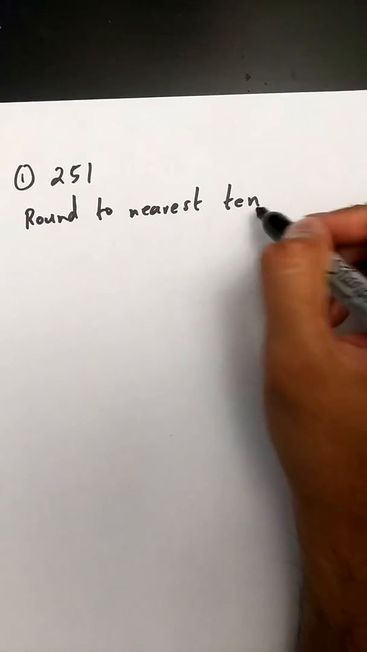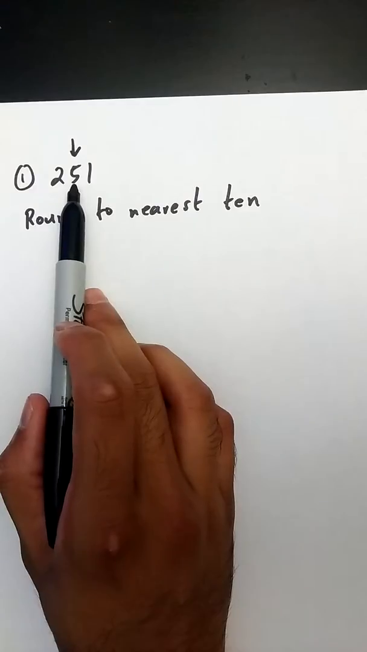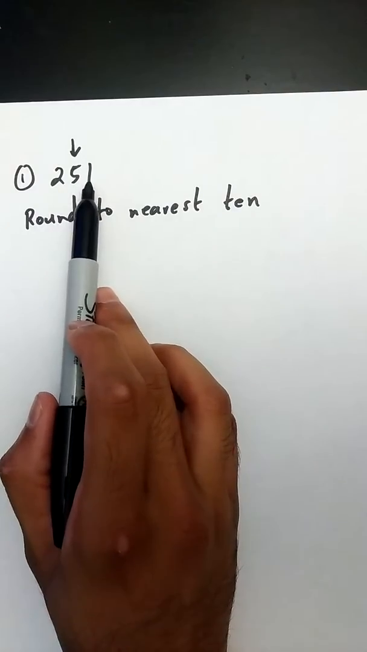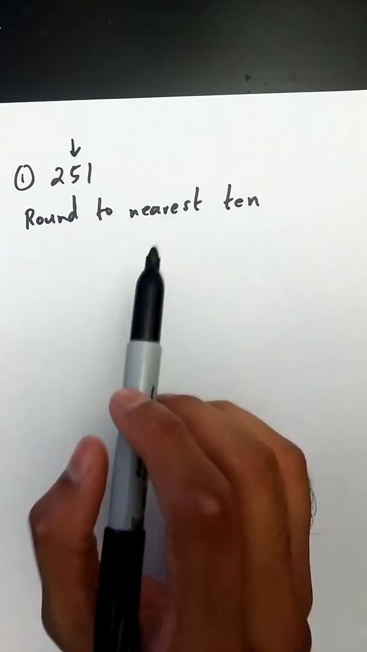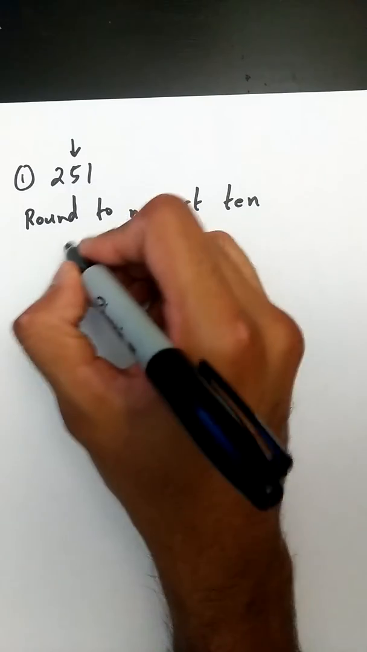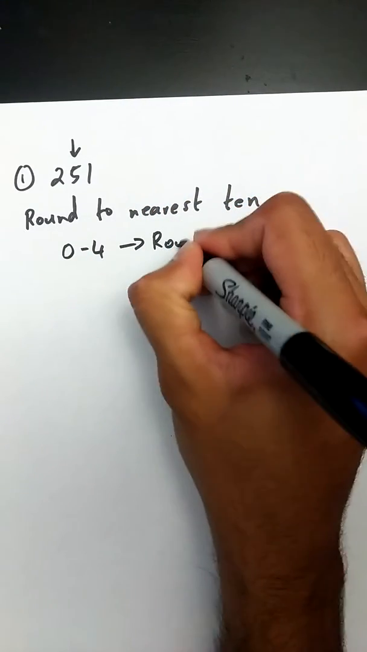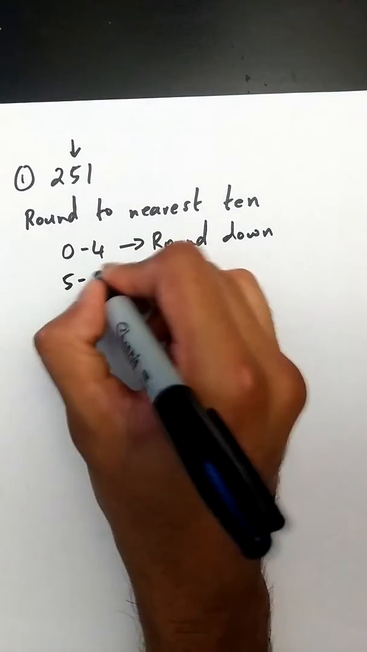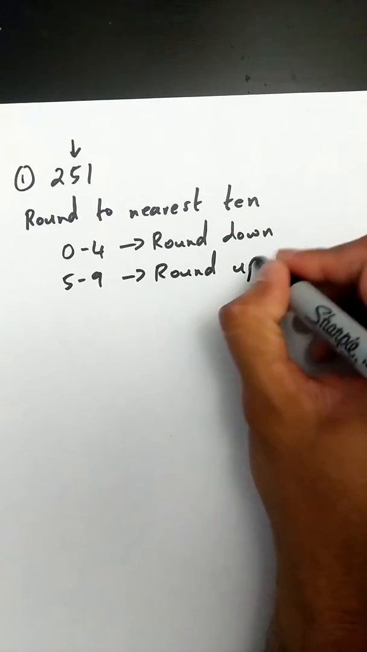The first thing I'm going to do is look at my tens column over there, and I have to round this number over here. So I basically round this number based on the next number in the entire problem. If your next number is 0 to 4, you're going to round down. If your next number is 5 to 9, you will round up.